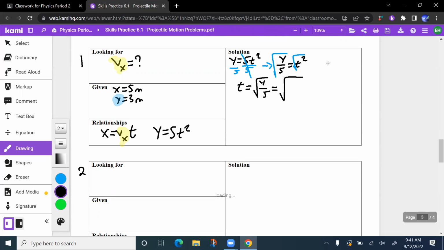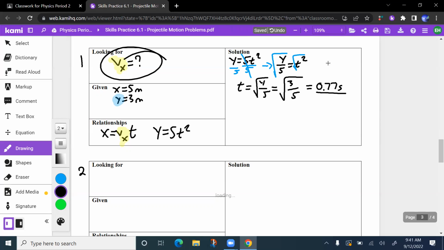Go back and look at your given. y is 3 meters. So I'm going to take 3 divided by 5 in my calculator. Okay, and I get 0.6. 3 divided by 5 is 0.6. Now I have to take the square root of 0.6. The square root of that answer, and I get a time of 0.77 seconds. And that's not my final answer.